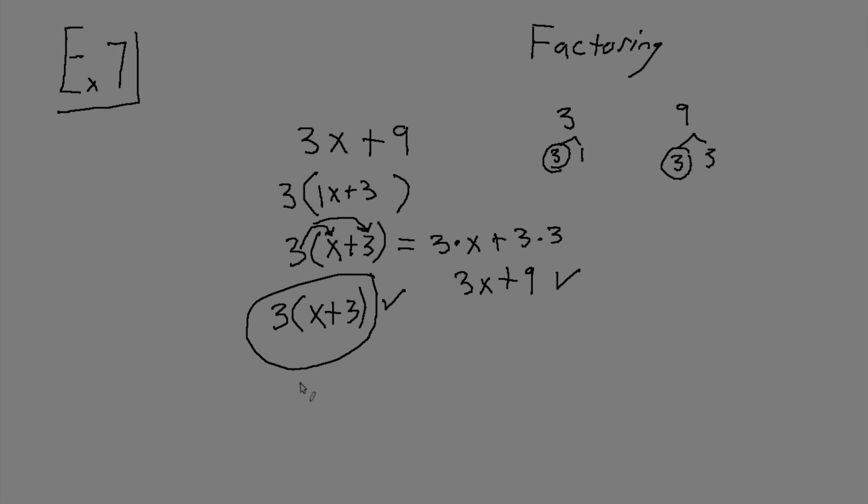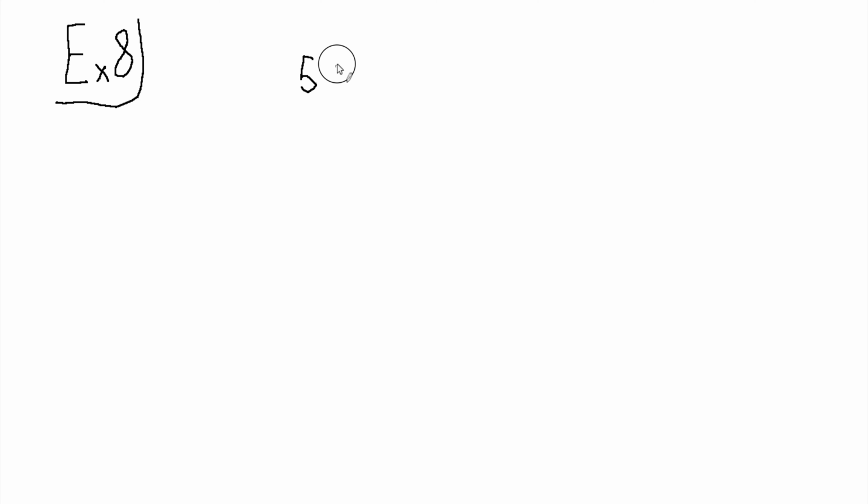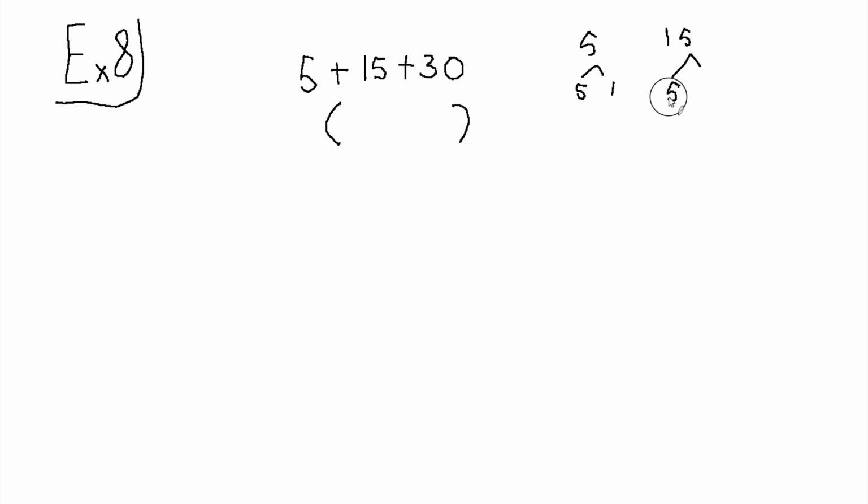Example number 8. Let's just do this with numbers without any variables. Say we have 5 plus 15 plus 30. Write out each number and make your number tree. 5 can be broken into 5 and 1, 15 can be broken into 5 and 3, and 30 can be broken into 6 and 5.